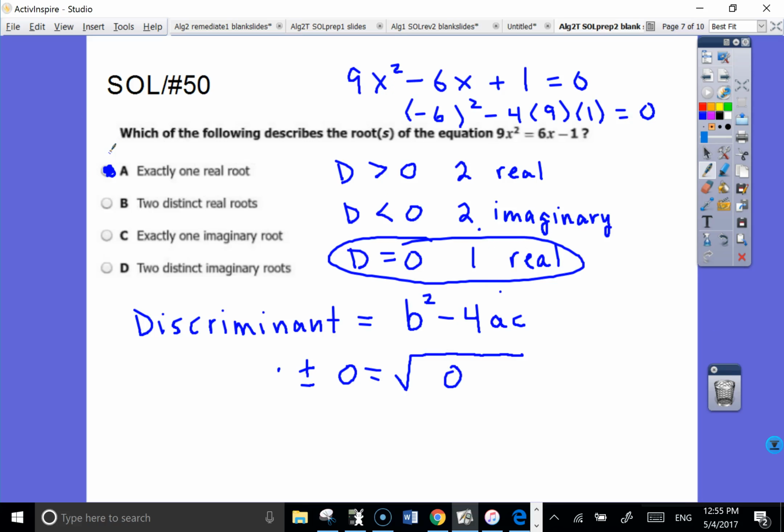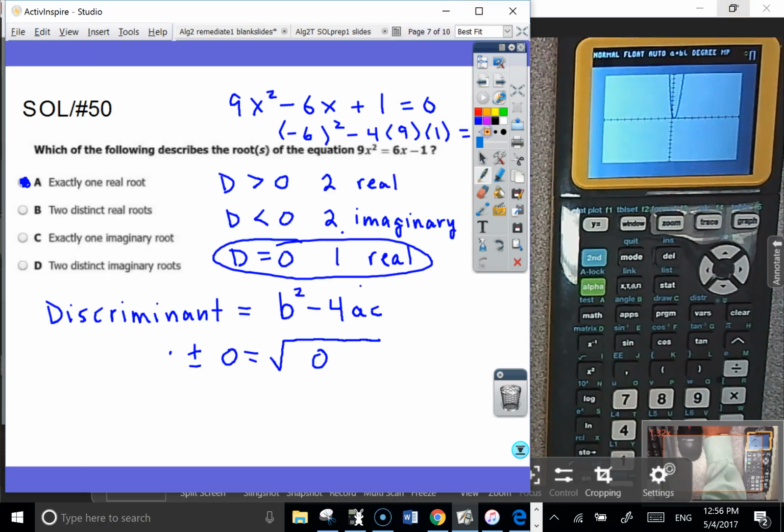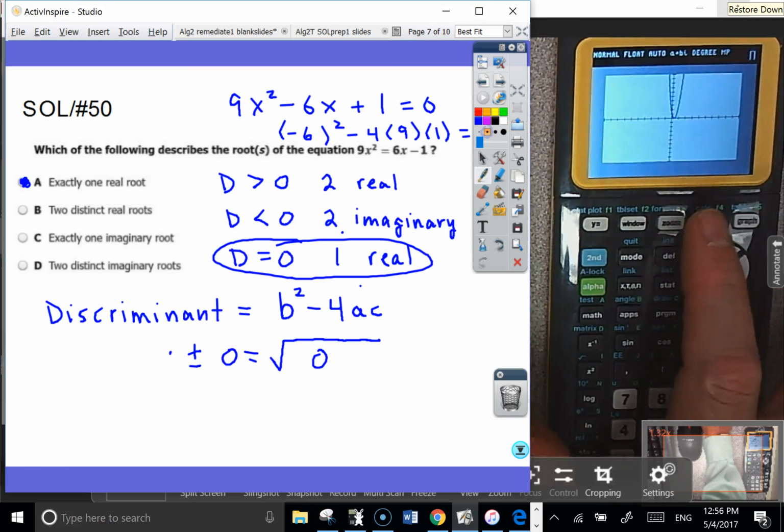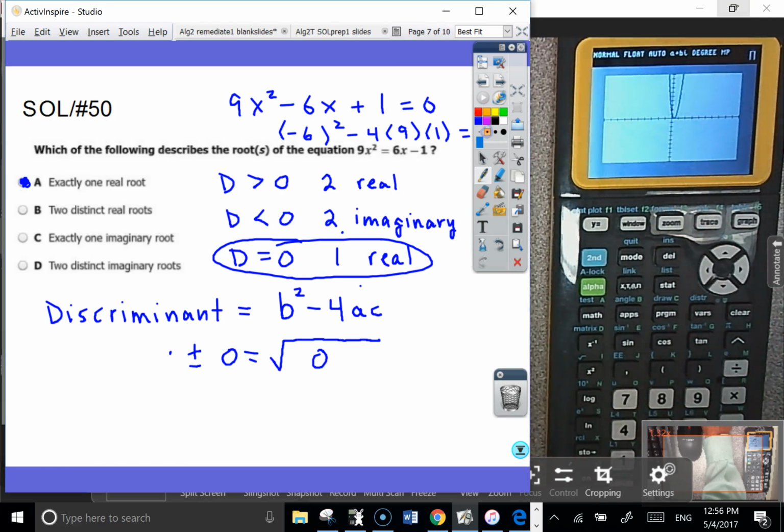Now, how else could you have done that? In the calculator, yeah, just graph it. So let's see what it looks like if I graph 9x squared minus 6x plus 1. And I hit graph, and you can see it looks like it touches the x-axis in one place. That's the one real solution.